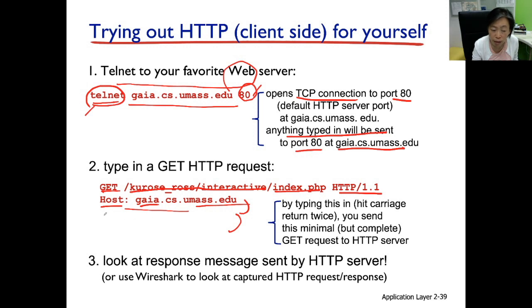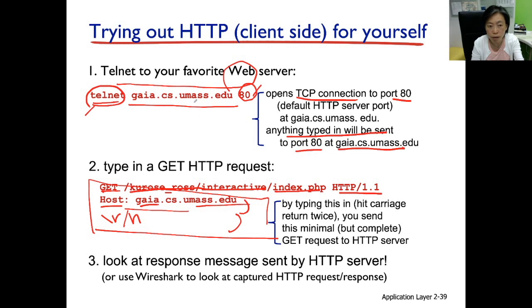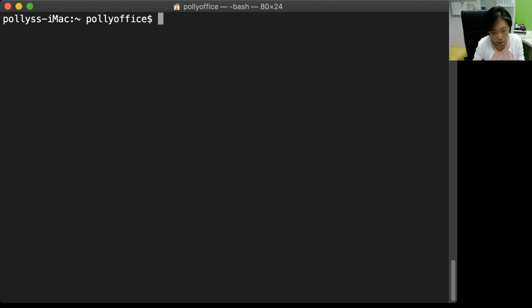It needs to have a \r\n here in order to complete the HTTP request. So the whole thing is going to be like this. And we'll see what pops up in return, what the server at umass.edu sends back. Let's not sniff the traffic. Let's just look at the response coming out of the Telnet program. All right, let's switch to the demo mode.